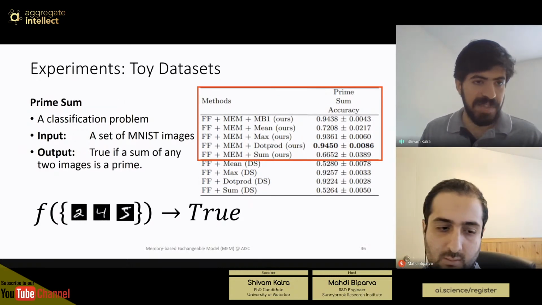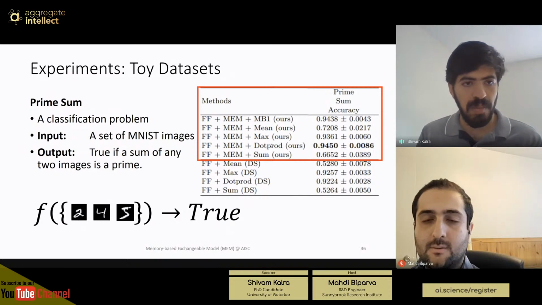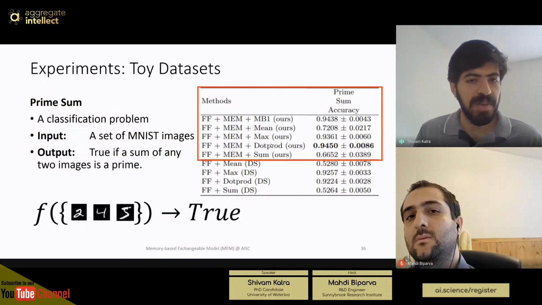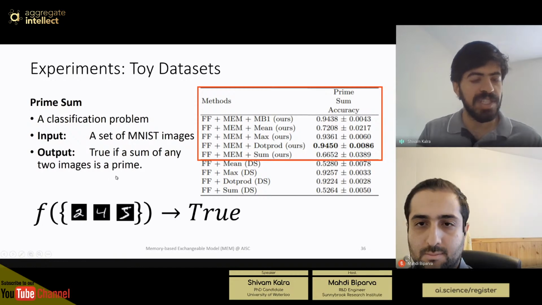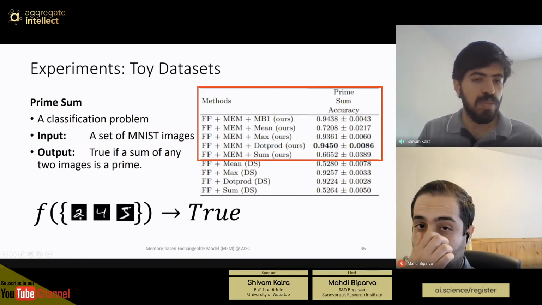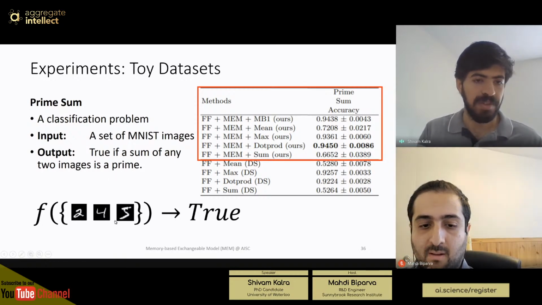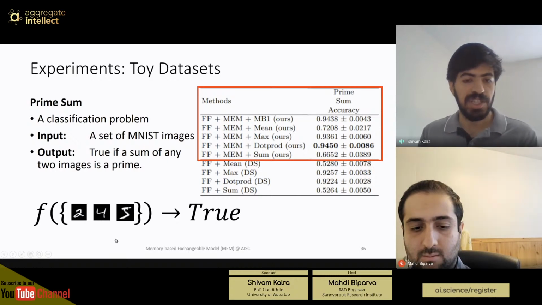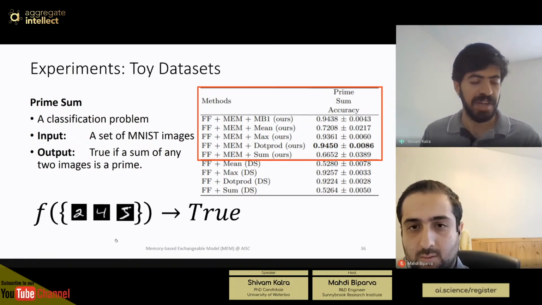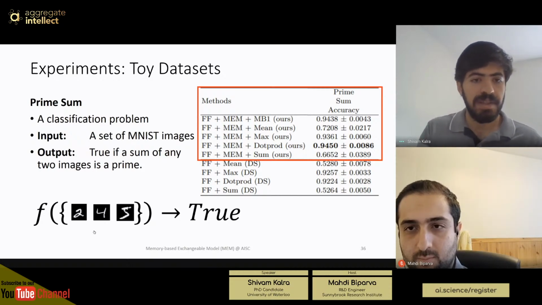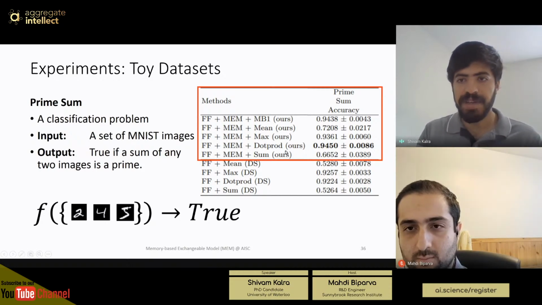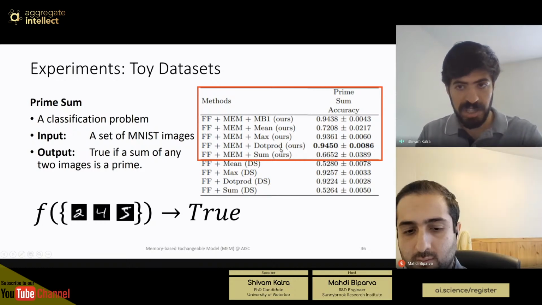Next is the prime sum, and this is a classification problem. The input is a set of MNIST images, and the output is true if the sum of any 2 images is a prime. So here 2 plus 5 is 7, which is a prime. This again requires an attention mechanism. It can exploit the attention or interactions that we have in our model and learn the joint probability in such a way. Here again, we achieved 94, using the dot product configuration this time.